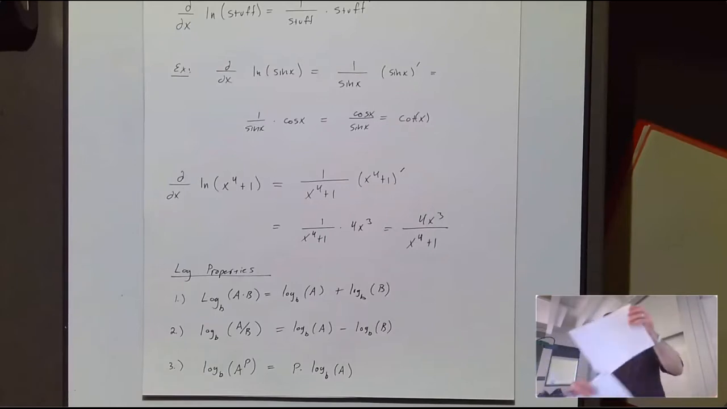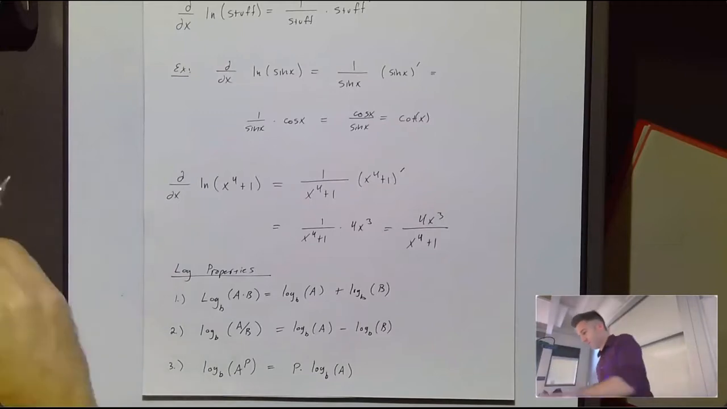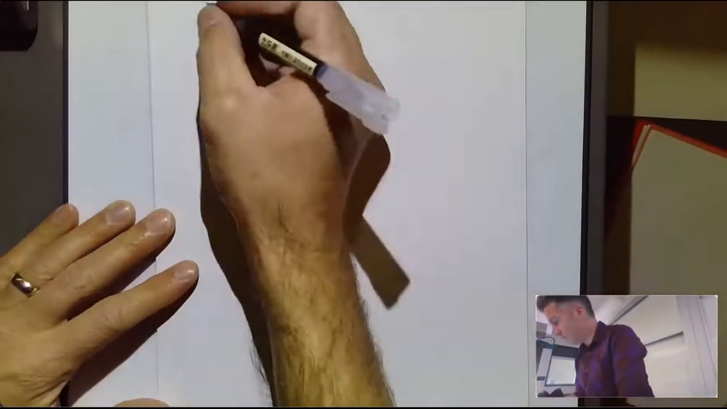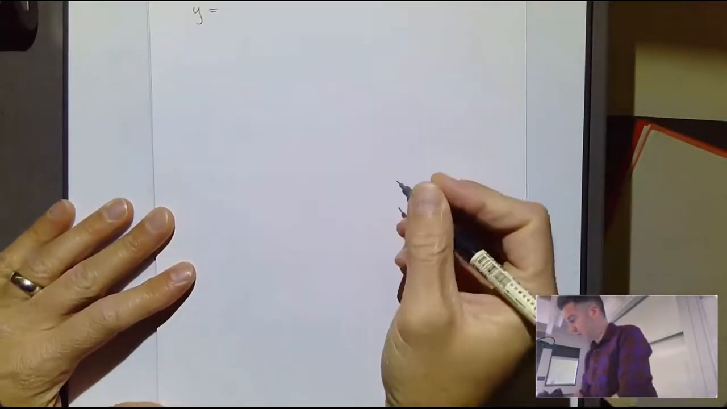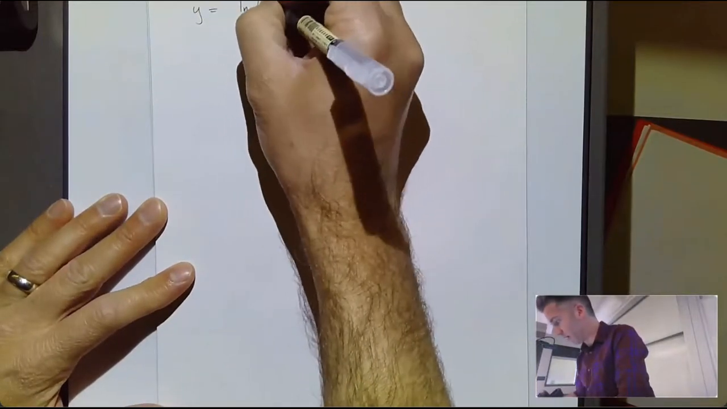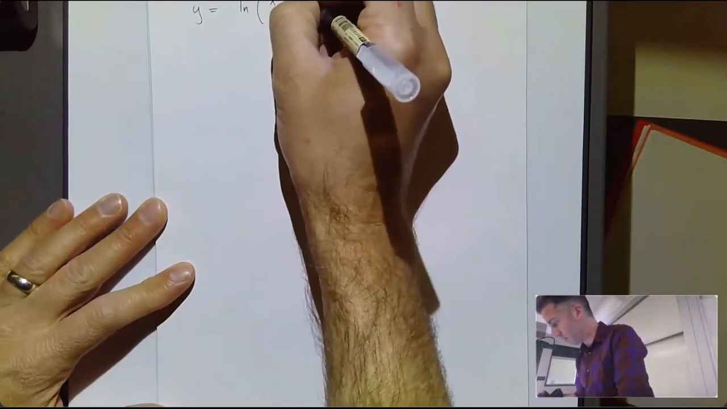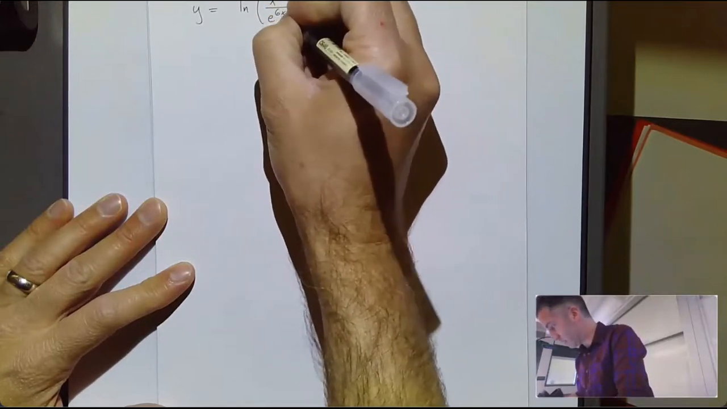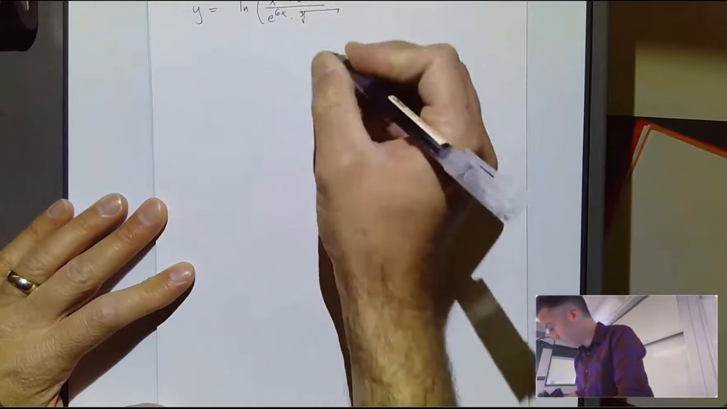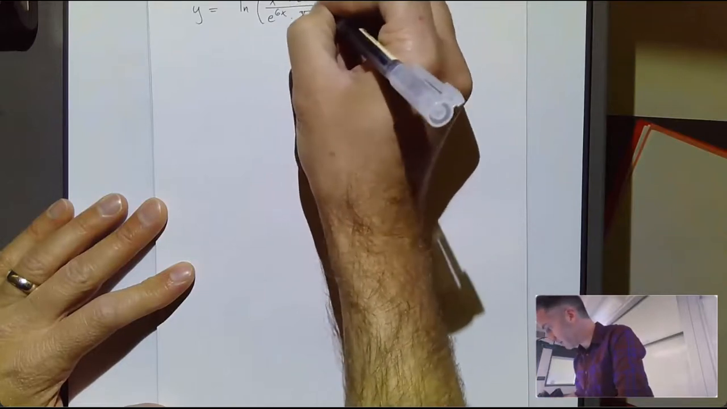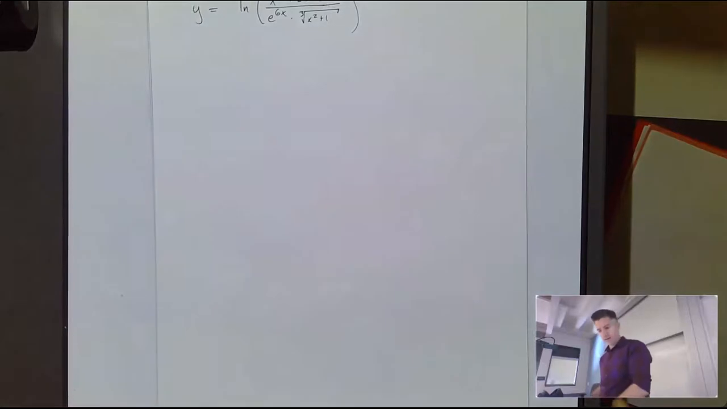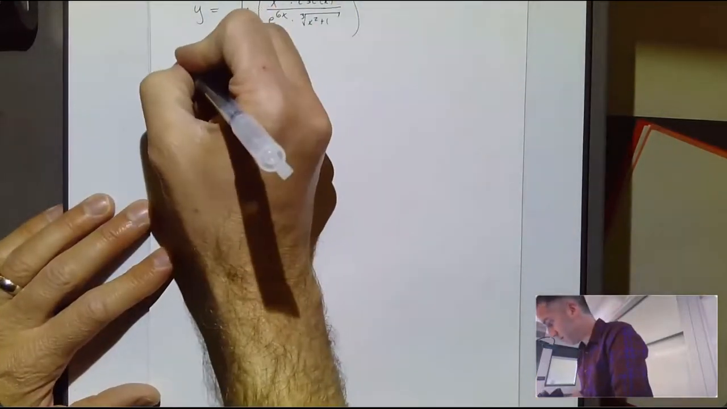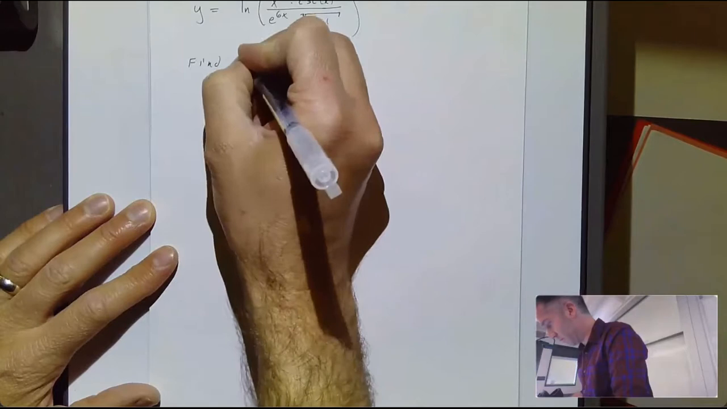So let's look at some examples. Let's say we have the function y equal to the natural log of x to the fourth times cosecant of x divided by e to the 6x times the cube root of x squared plus 1. And I want to find dy dx.